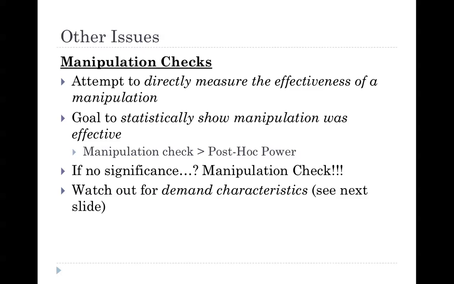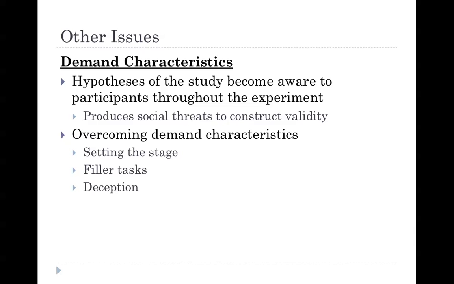However, do note, with the manipulation check, it often leads participants to hypothesis guessing and makes the demand characteristics salient. With demand characteristics, as a reminder, this is when the hypothesis of the experiment becomes known to the participants in the experiment. And if we think back to Chapter 5, this is a social threat to construct validity. So this puts us at a paradox: while manipulation checks are more effective than post hoc power in determining the effectiveness of your manipulation, they present the problem that they potentially make the demand characteristics salient.